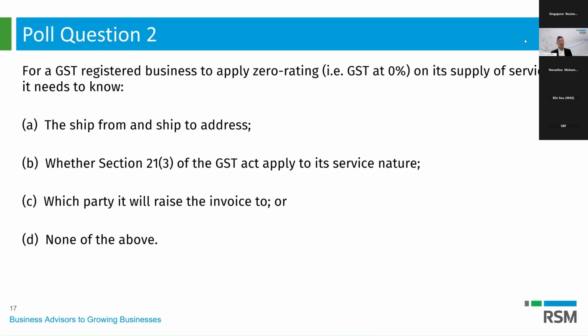Before we move on to the proper sharing, I would also like to seek SPF help to launch the second poll question. For a GST registered business to apply zero rating, i.e. GST at 0% on its supply of services, it needs to know A, B, C, or D. I believe, if you have listened to what our IRAS speaker has shared earlier, the answer would be a walk in the park. Definitely none of us will choose none of the above.